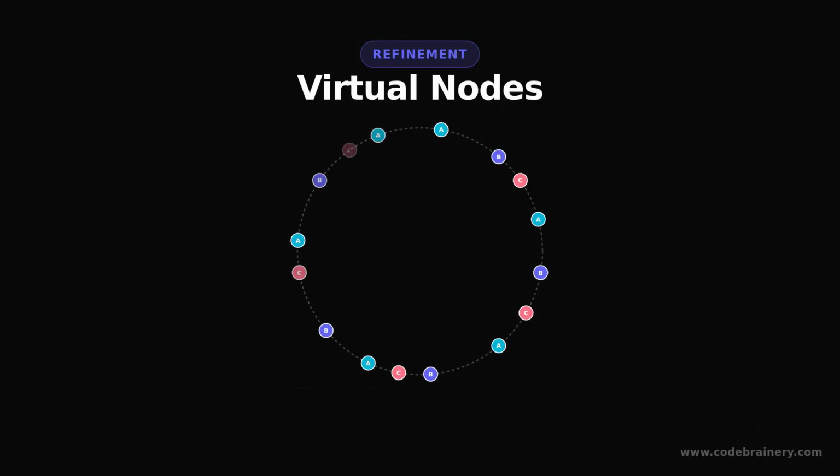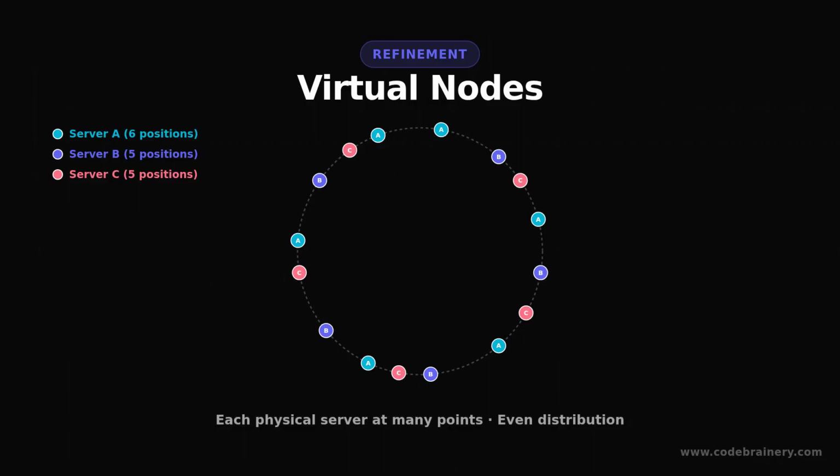1 refinement. Virtual nodes. With 3 servers at 3 positions, distribution can be uneven. One server gets a much bigger slice. Fix. Place each physical server at many positions on the ring. 100 each. Slices average out. Each server handles roughly the same share. And when a server fails, its 100 positions get spread across all remaining servers, not dumped on one neighbor.